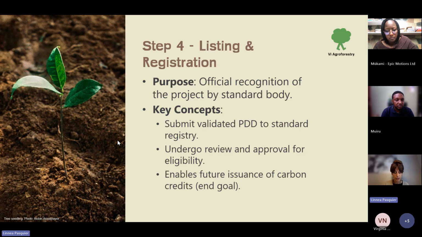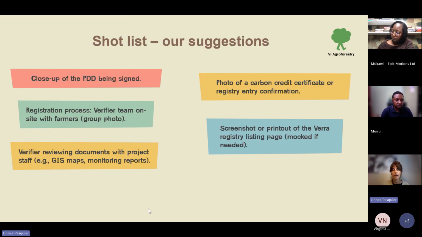And you have to be registered in order to do an issuance of carbon credits, which is the end goal. You want to be able to sell the stored carbon on the market as carbon credits. So you have to be registered to do that. And this could be a close-up of the PDD being signed.